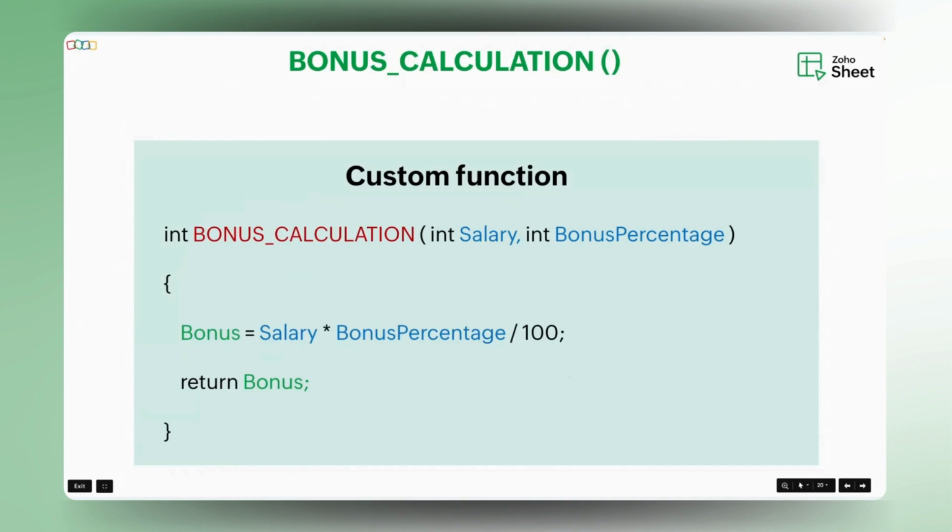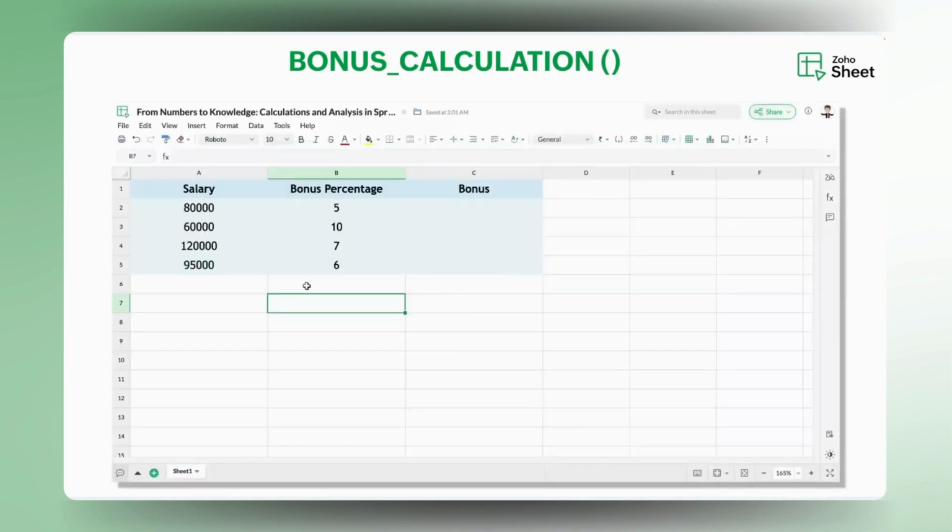So the salary, the base salary of an employee, then the performance rating, typically on a scale of 1 to 5, then the number of years they have worked for the company. So here is a live example of how it works. So I have the salary of each employee, then the bonus percentage.